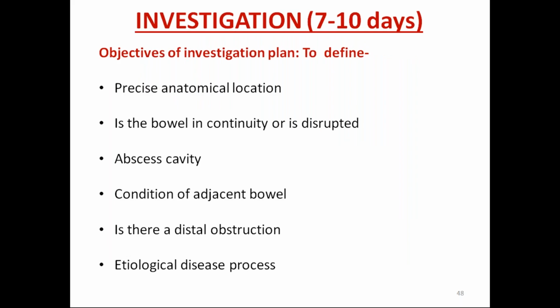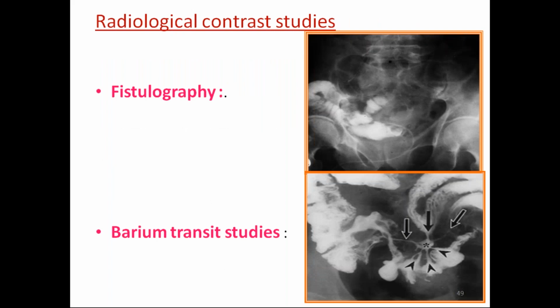Okay. So what are the investigations to be done within 7 to 10 days? That is, precisely the anatomical location, if there is any abscess cavity, the condition of the adjacent bowel, if there is any distal obstruction, and also the etiological disease process. In radiological contrast, if you do fistulography, we see the site of the fistula, and the barium transit study shows the fistula arising from the bowel. The arrow marks show the site of the fistula.